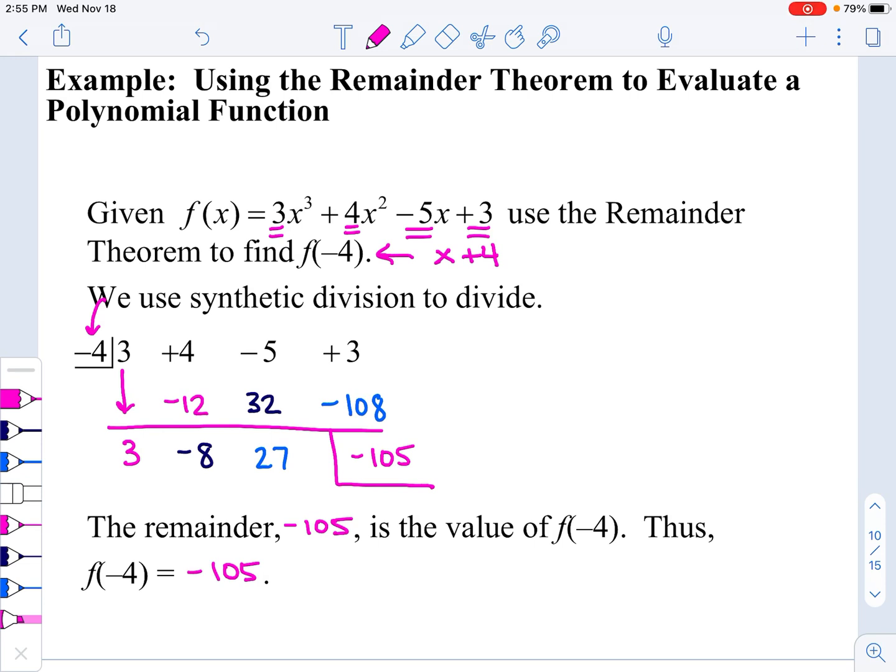If the remainder is 0, that means it is a solution of the polynomial, which means it is an x-intercept. If it's not 0, this means I have that ordered pair. When x was negative 4, my y value is a negative 105. That's what the remainder theorem tells us. Whatever the remainder is, is the value of the function at that number you divided by.